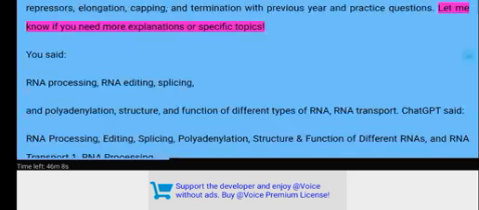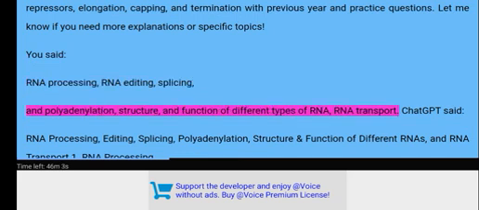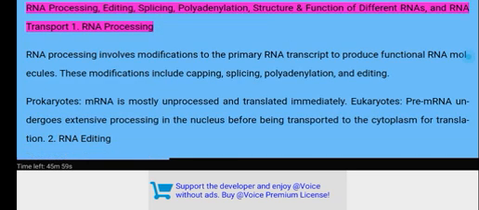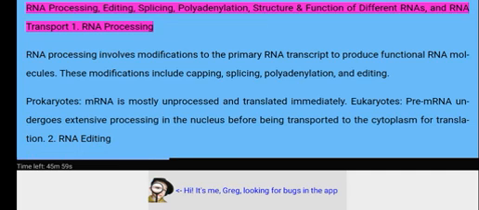Let me know if you need more explanations or specific topics. You said: RNA processing, RNA editing, splicing, and polyadenylation, structure and function of different types of RNA, RNA transport. ChatGPT said: RNA processing, editing, splicing, polyadenylation, structure and function of different RNAs, and RNA transport.